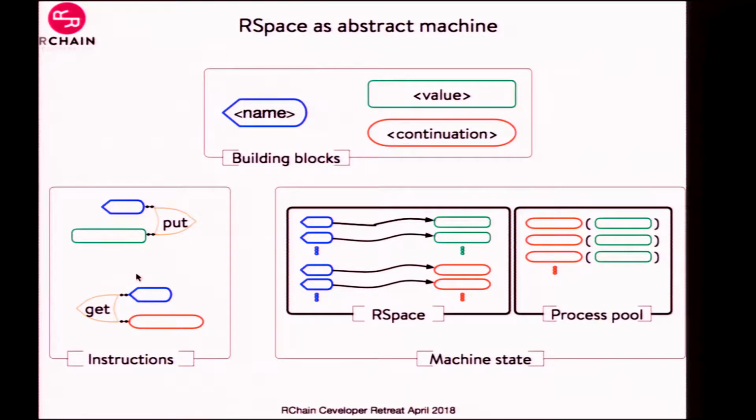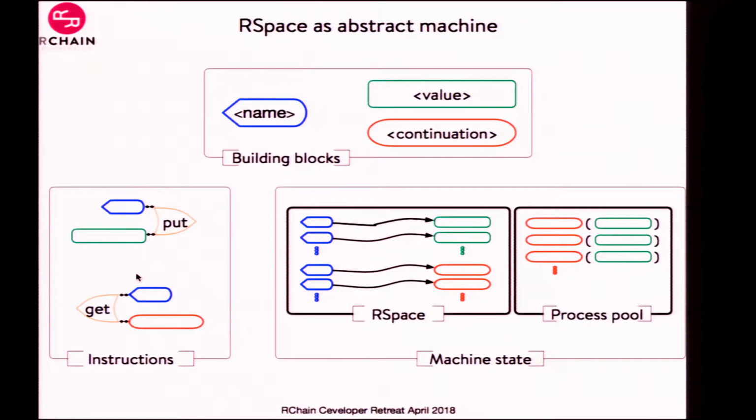will make that clear. So our abstract machine is going to have basically two kinds of things. One is going to be the machine state, which is going to be an RSpace, and the other thing is going to be a process pool.